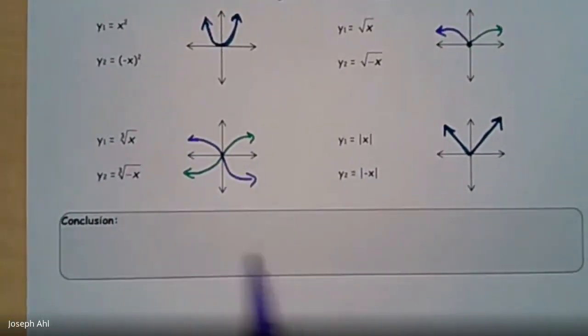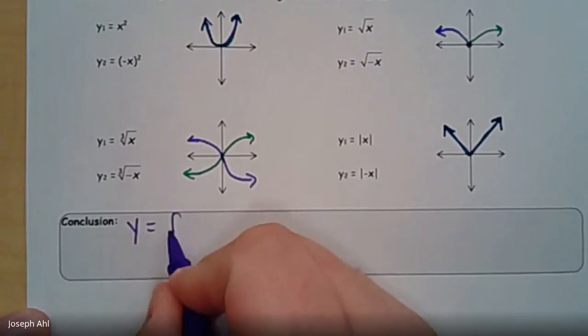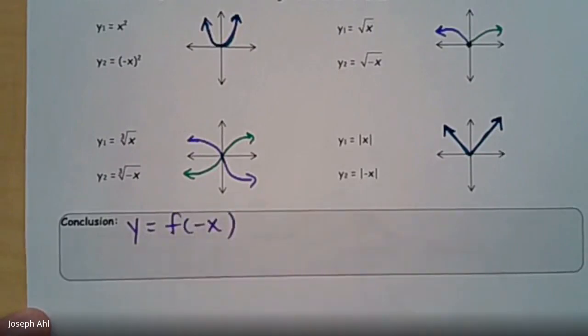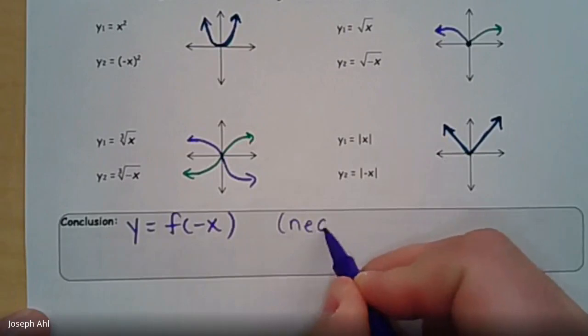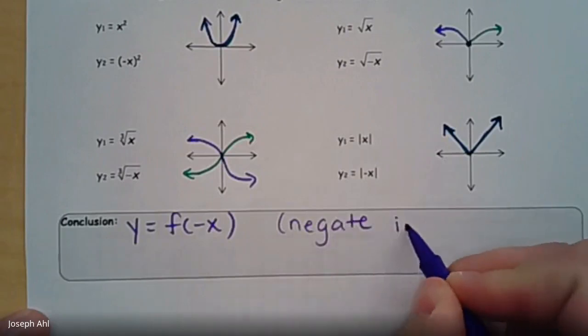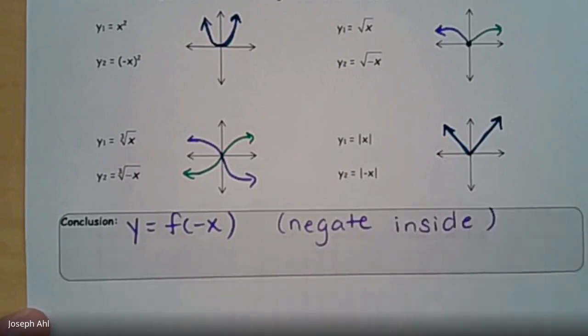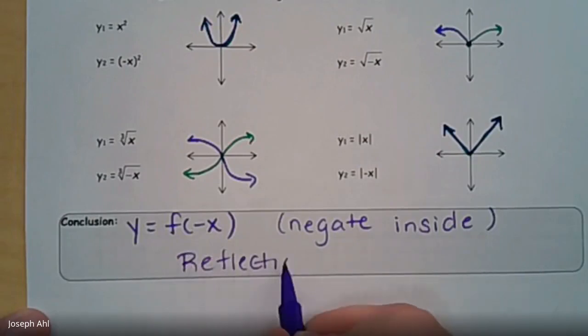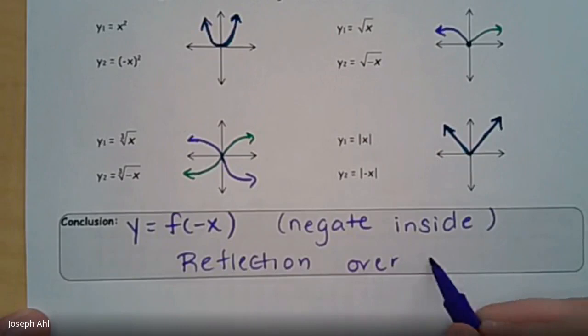So the last transformation is if you have y equals f of negative x. All right, and think of how this kind of connects to some of those symmetry things we've talked about. Okay, y equals f of negative x, which is negating the inside of the function. That's going to be a reflection over the y-axis.